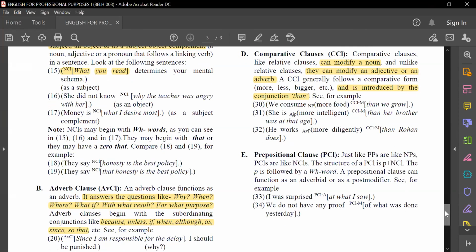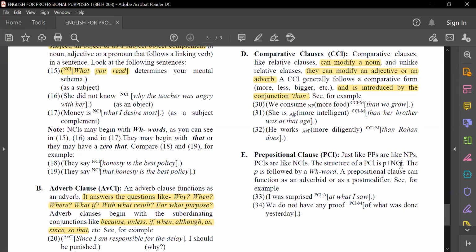Okay, now the last one is prepositional clauses. So we have understood about prepositional phrases. Now this is prepositional clauses. What's the difference? As similar to PP, which we have already studied, which have NPs within it, prepositional clauses also include noun clauses without any problem. But the structure of a prepositional clause as compared to PP, where we had P plus NP, is P plus NCL. So we have a preposition with a noun clause.